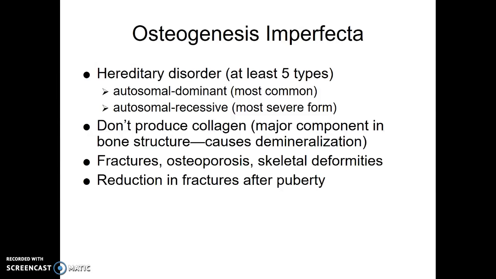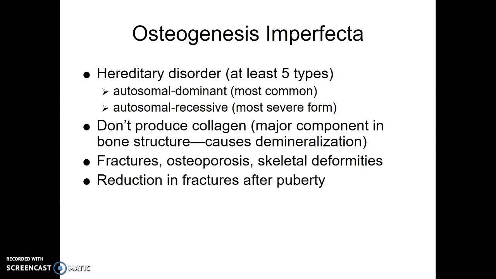Osteogenesis imperfecta, also called brittle bone disease. This is genetic. It's passed on. It's hereditary, but there are many different types. The most common is also the least severe. So this is autosomal dominant. So one of the parents has it and passes it on to the children, or to half of their children.